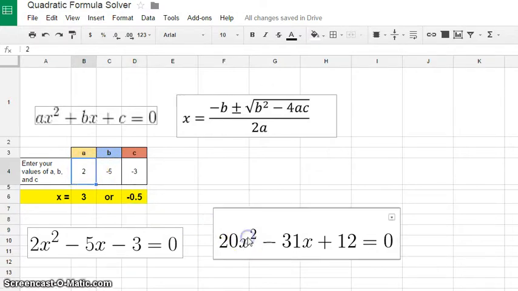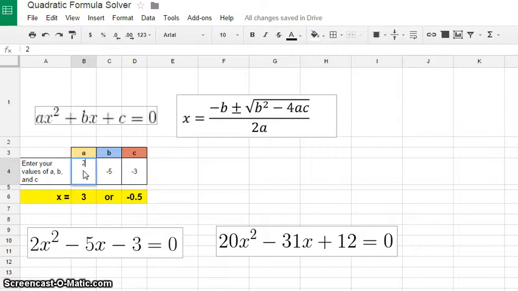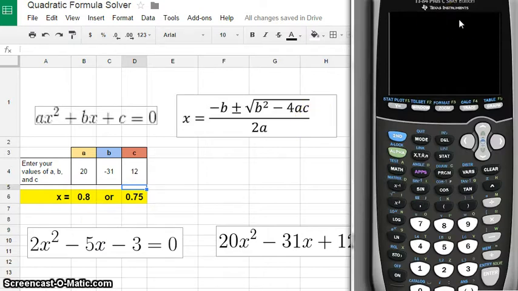So let's say if I use the quadratic function on the bottom right here, I have 20x squared minus 31x plus 12. Alright, so my a is equal to 20. I'm going to change that to 20. My b is equal to -31. And finally, my c is equal to +12. Right, there you go. My x values are 0.8 or 0.75.